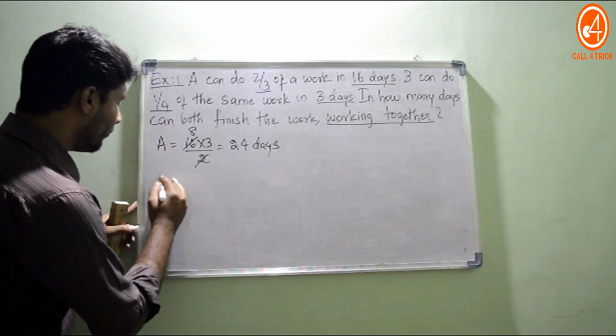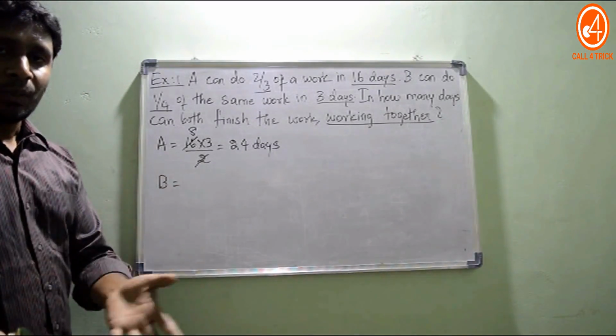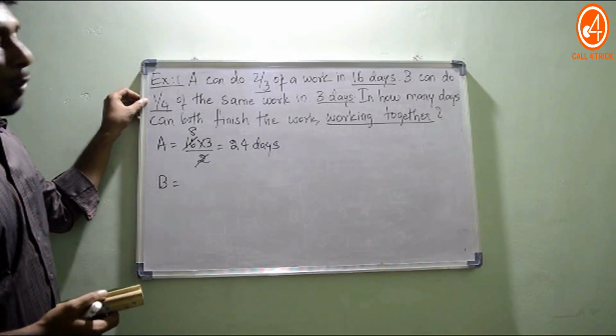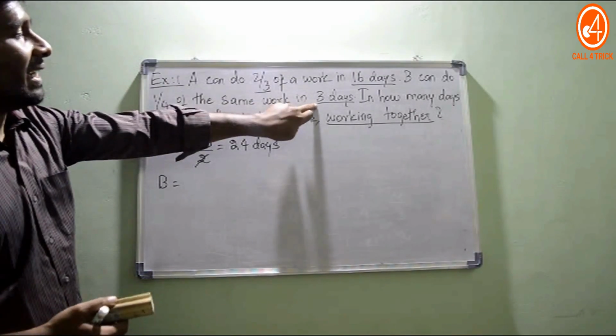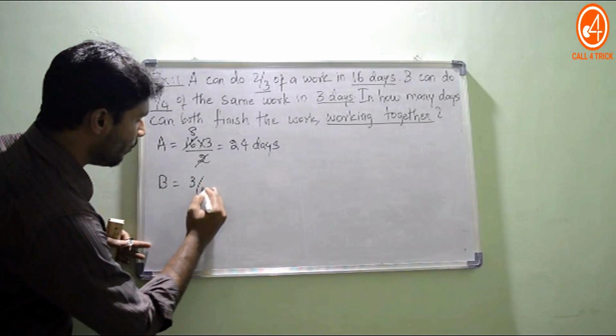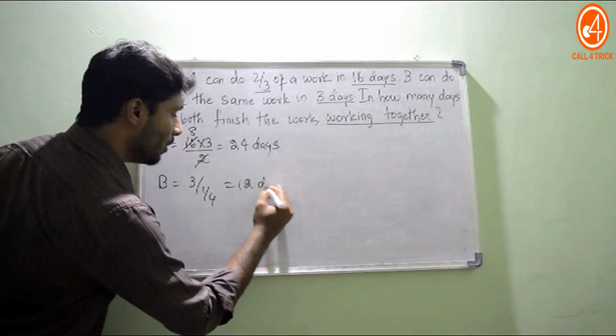And for B, can you guess the value of B? Please solve manually and tell it to me. It's given that B can do 1/4 of the work in 3 days. Got it? So 1/4 of the work in 3 days, so 3 divided by 1/4. When you take the reciprocal, it becomes 12. So B can do the work in 12 days.